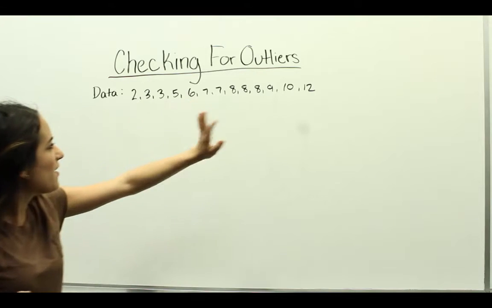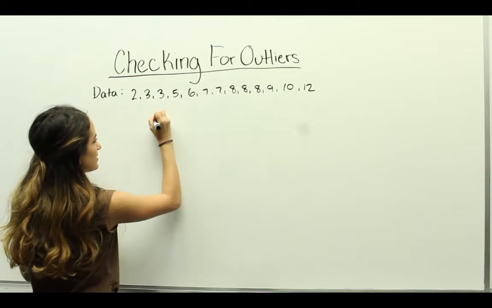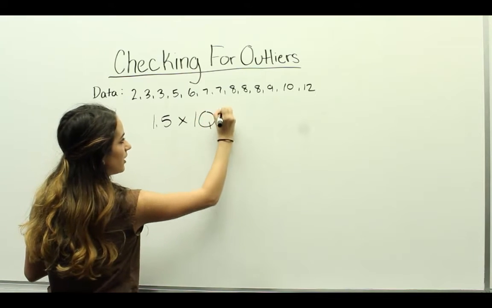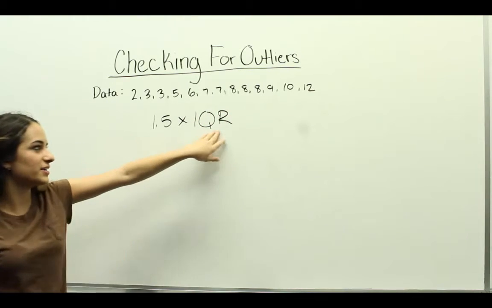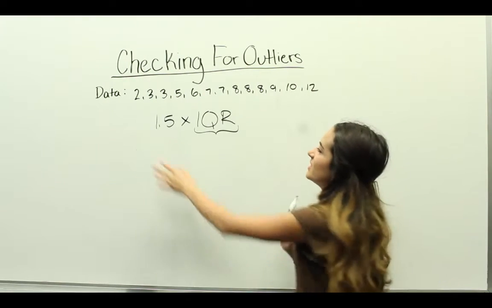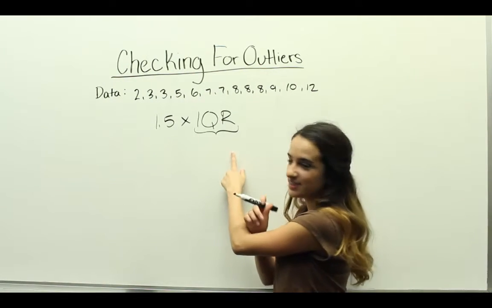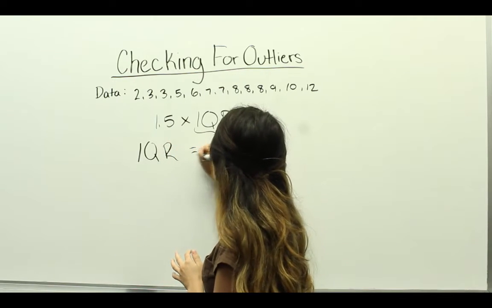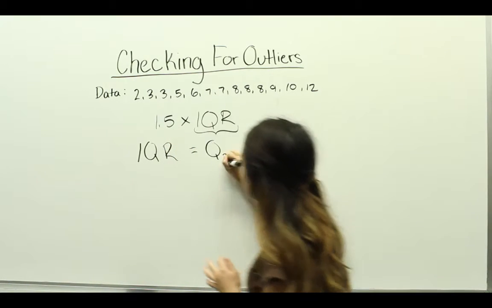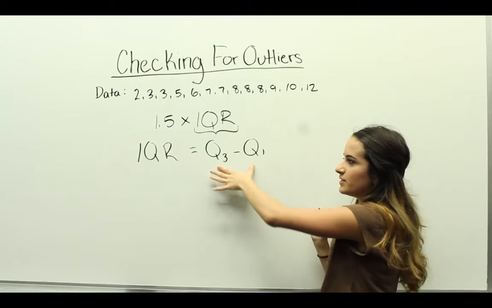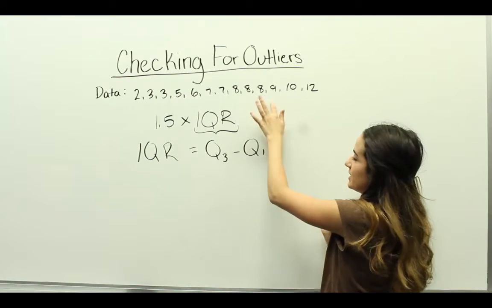So one method to check for outliers is called the 1.5 times IQR rule, and IQR is the interquartile range. So the interquartile range is IQR equals quartile 3 minus quartile 1. And in a previous video, we determined how to find these two out of the data set.